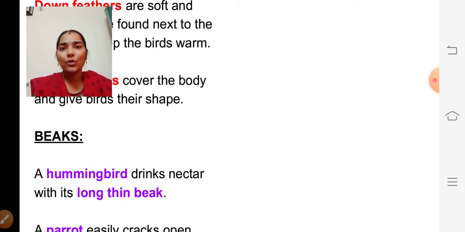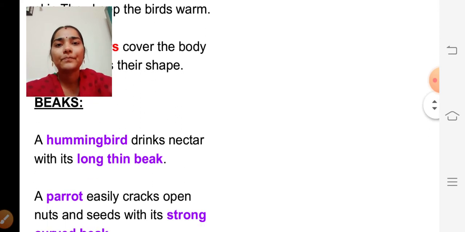Birds have no teeth, isn't it? So they cannot bite and chew. Using their beaks, they eat. Beaks are the mouths of birds. Different kinds of birds have different kinds of beaks according to the food they eat. Let's see one by one.